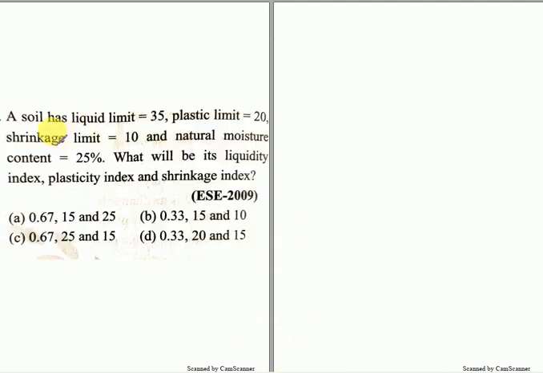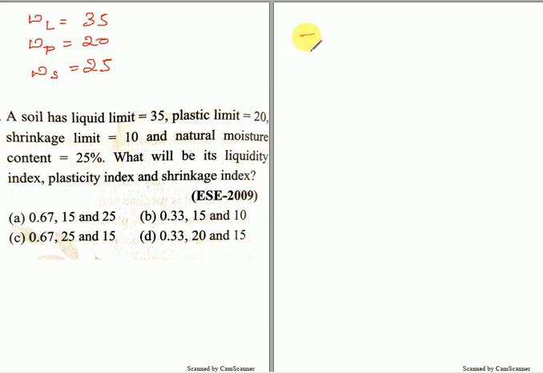Next question: a soil has a liquid limit WL equal to 35, plastic limit WP equal to 20, and shrinkage limit WS equal to 25%. What will be the liquidity index, plasticity index and shrinkage index? First, let me find the plasticity index, which is very easy.